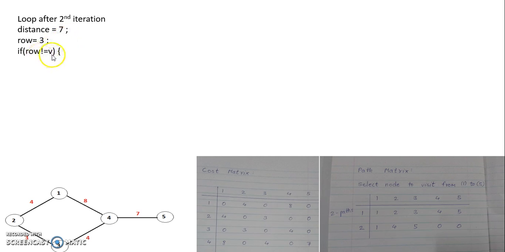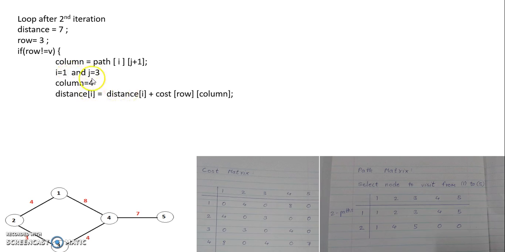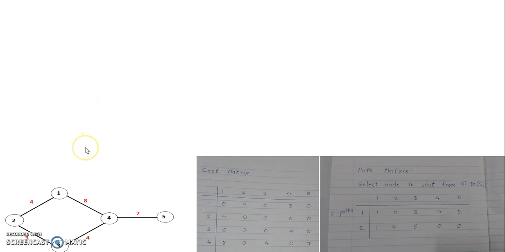Now row is not equal to v because the value of v is 5. Column equal to path of I and j plus 1. In the same way, I is 1 and the j will be 3. So 1 and 4, the value is 4. The column value is 4. Cost of 3 and 4 is 4. So 7 plus 4 equal to 11. Now row equal to column. So the value of row will be 4.